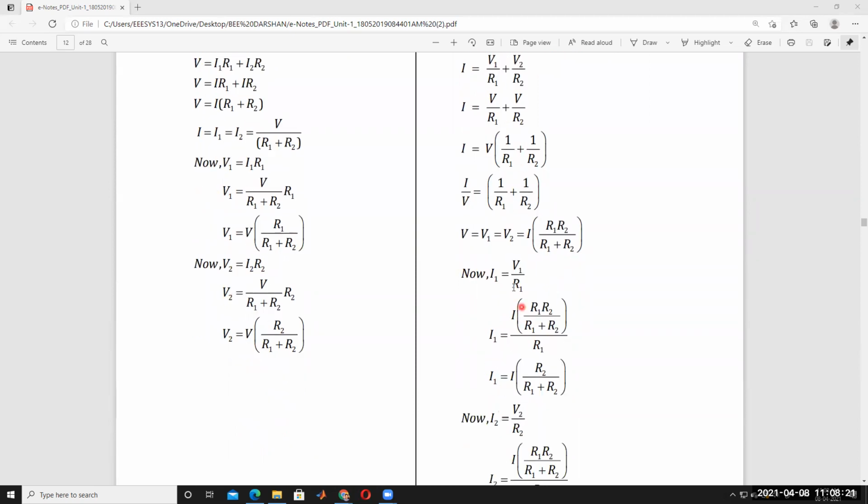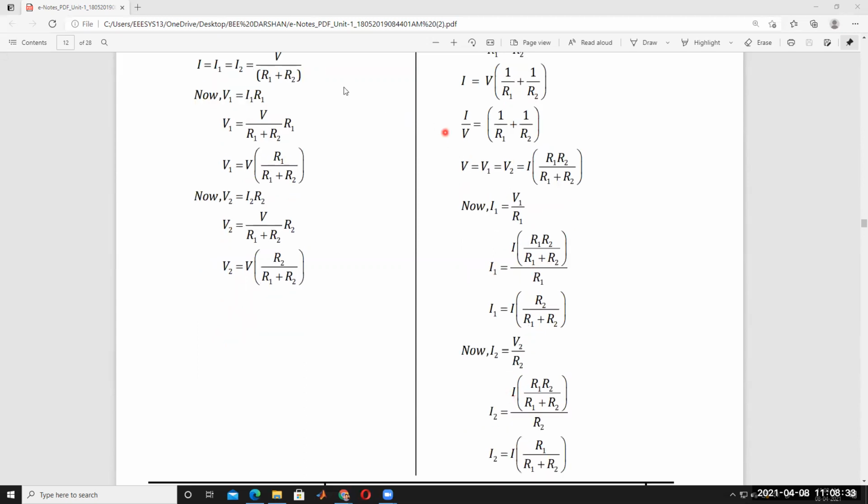Then finally, I1 is equal to V1 divided by R1. Substitute V1 in this equation, and we will get the final expression: I1 is equal to I into R2 divided by R1 plus R2. This is the final expression for current I1. And for I2, it is total current into resistance R1 divided by R1 plus R2. Understood? For current I2, total current into R1 divided by R1 plus R2. For current I1, total current into R2 divided by R1 plus R2. So this is the current division rule.